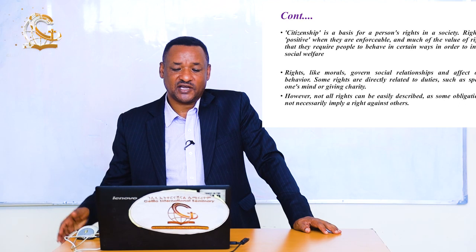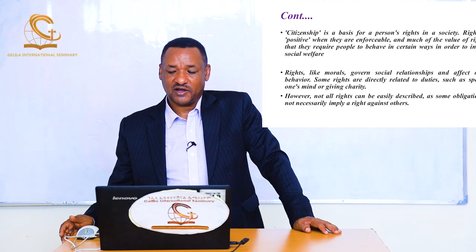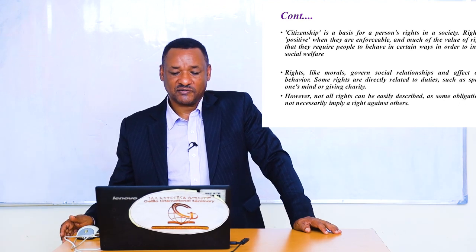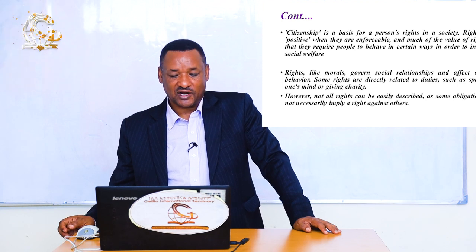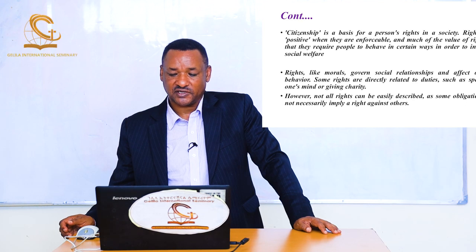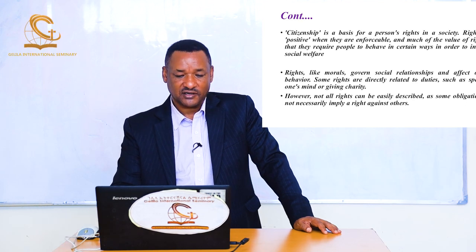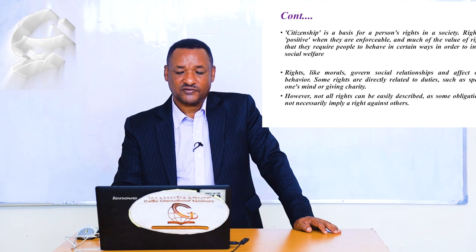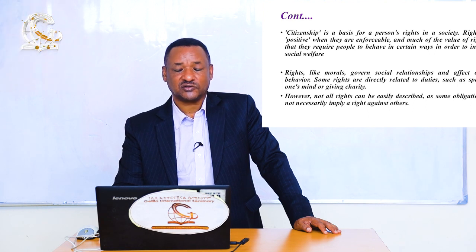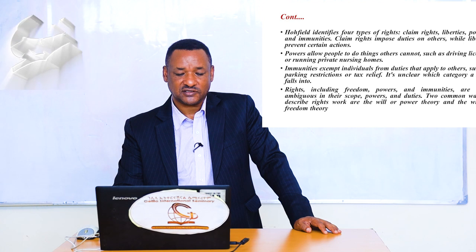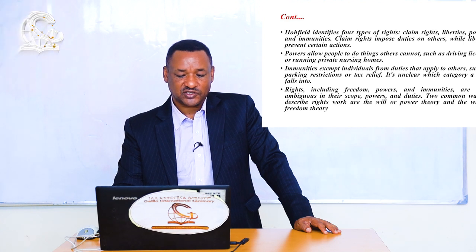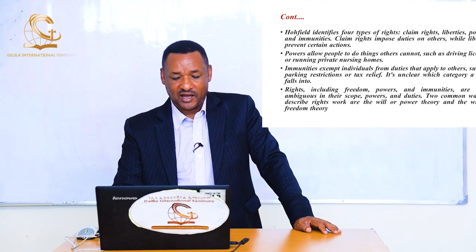Rights are positive when they are enforced. Much of the value of rights requires people to behave in certain ways in order to increase social welfare. Rights, like morals, govern social relationships and affect others. So rights are the main areas of the society and also of the individuals. Powers allow people to do things others cannot, such as driving licenses or running private nursing homes. Rights, including freedom, powers, and immunity, are often ambiguous in scope, powers and duties.